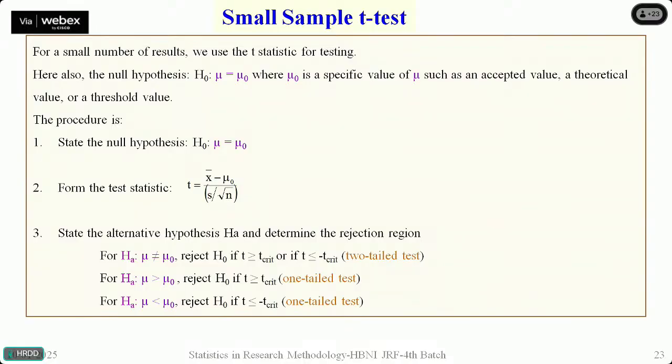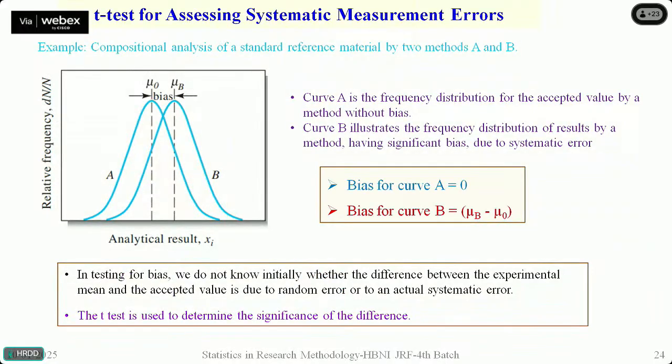Instead of sigma, we will use S. Instead of sigma by root n, it will be S by root n. And we have to introduce the degrees of freedom when we are using T. And for the tailing test, like one tail or two tail, the null and alternative hypotheses are the same here. When we are comparing two means, two experimentalists' means, here also you can use the t-test in the same way.